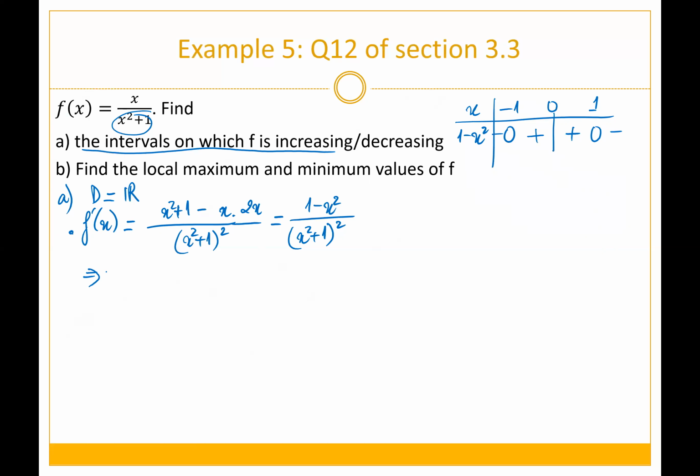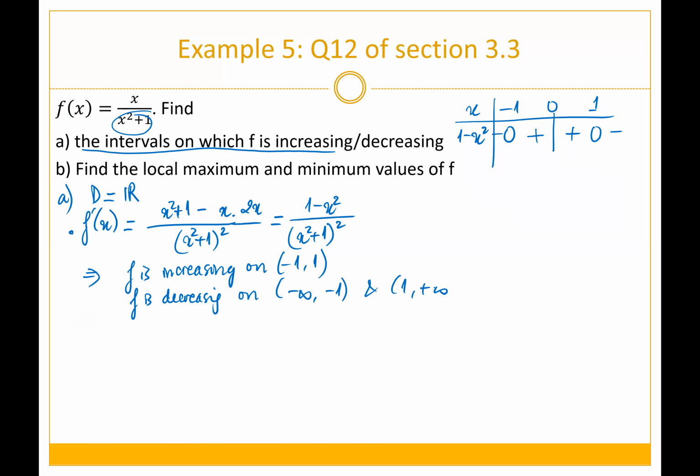Therefore, f is increasing on the positive part, which is from -1 to 1, and f is decreasing on -infinity to -1, and from 1 to infinity. So it's only the negative part that goes to infinity.